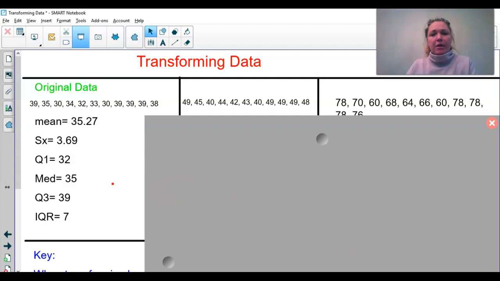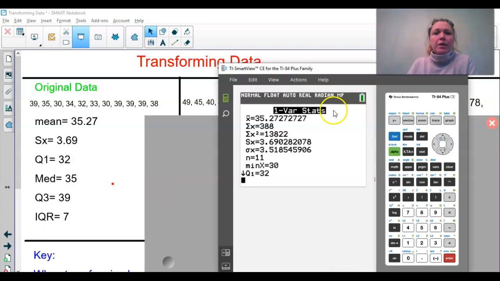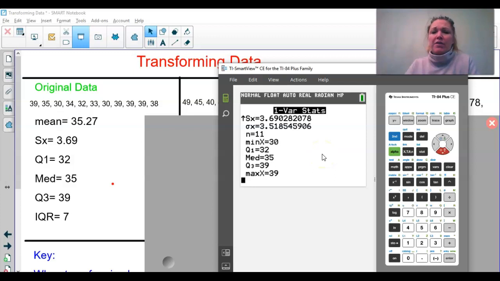And I have that written down. So I want you to write that down. We have our mean of 35.27, our Sx, that's our standard deviation, 3.69. And then I chose not to look at the 5-number summary, but just at quartile 1, median, and quartile 3. So quartile 1 is 32, the median is 35, quartile 3 is 39, and the IQR is 7. So take a second, pause the video if you need to, and let's write all of that down.